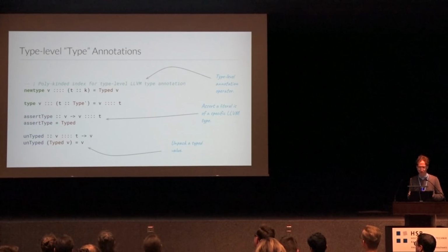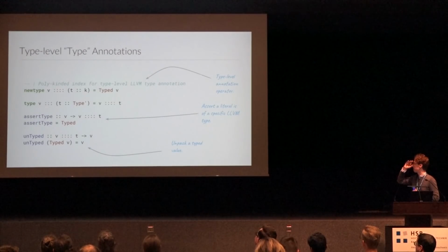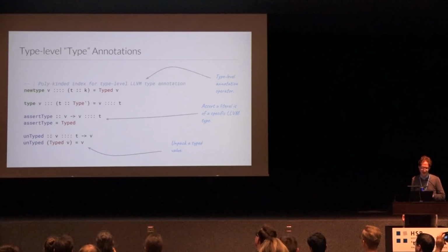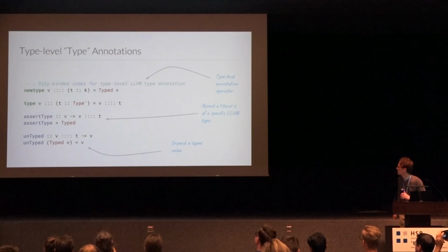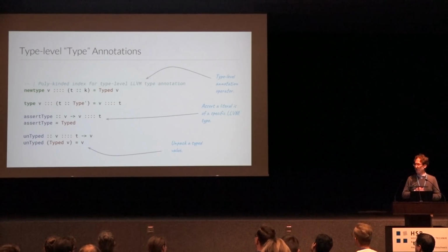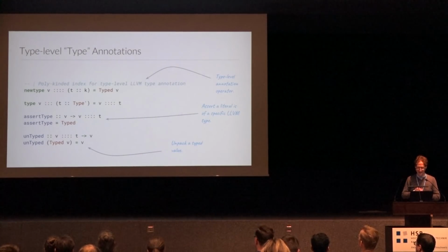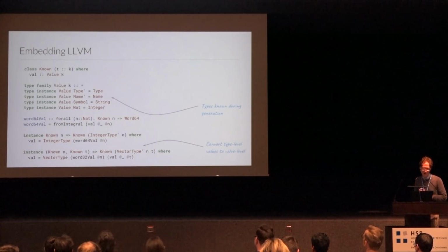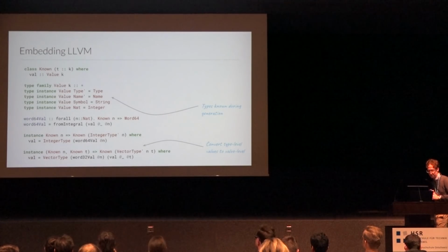So the polykinded one works for any kind of structure, or any kind of type you want to plug into the k parameter. And this one is specifically specialized to the LLVM type. And then we have these two operators, which basically pack and unpack the triple colon type annotation. So that was what we use to enrich our LLVM types with metadata, or type-level type annotations, about the LLVM types.